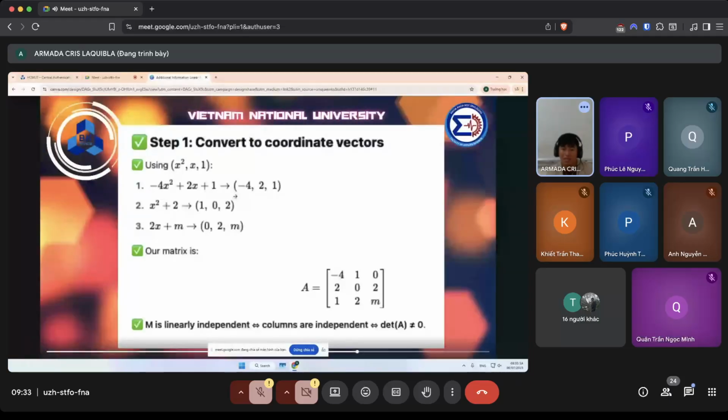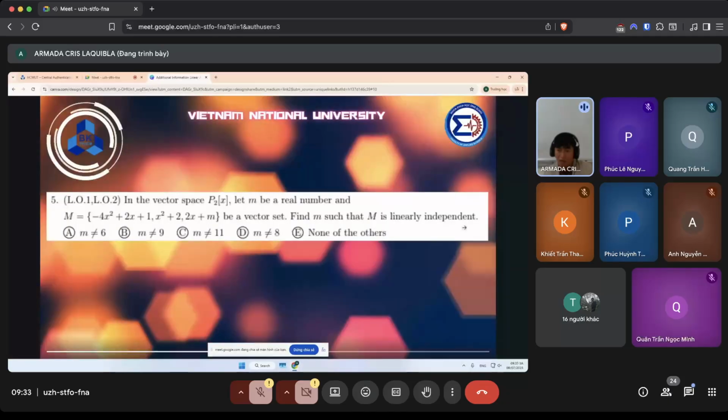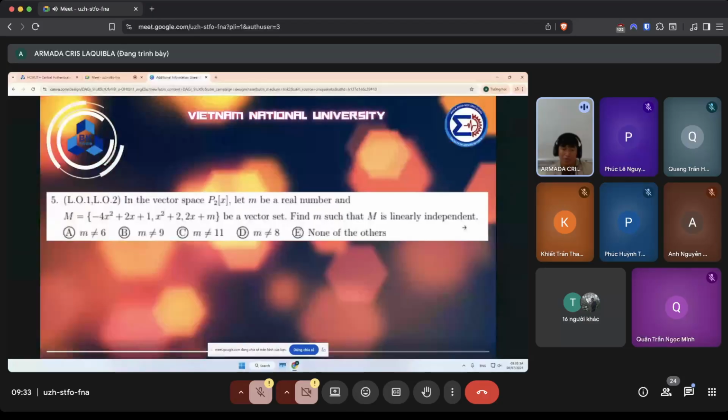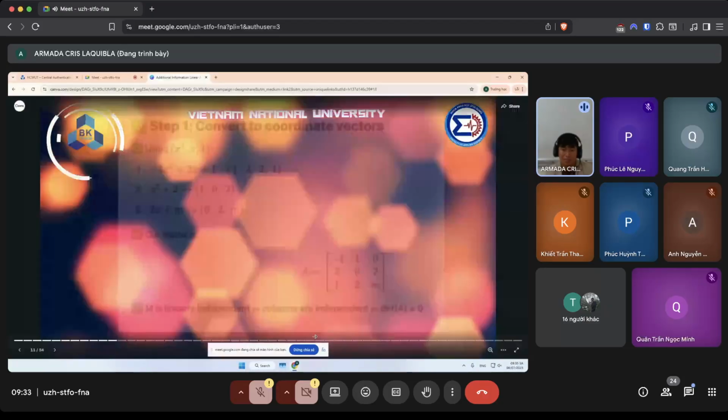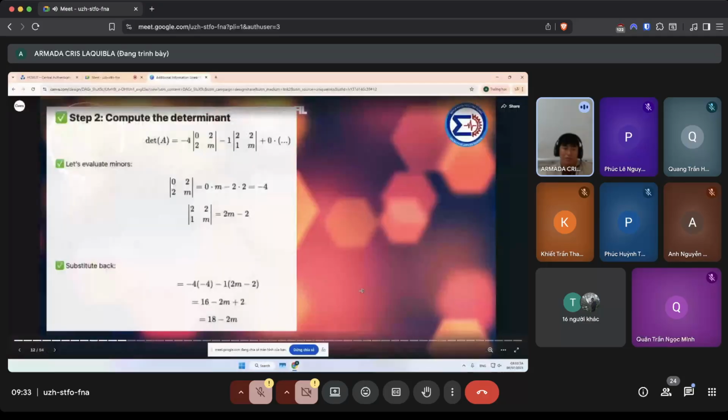Okay, now next, if we go back, the question is asking to find m such that your set is linearly independent. Now, for linearly independent, your determinant of A should not be equal to 0. The process is still the same as what we did. Now arrange the numbers: in the first column, -4, 1, 0; in the second column, 1, 0, 2; and then in the third column, 0, 2, m. Again, determinant should not be equal to 0.